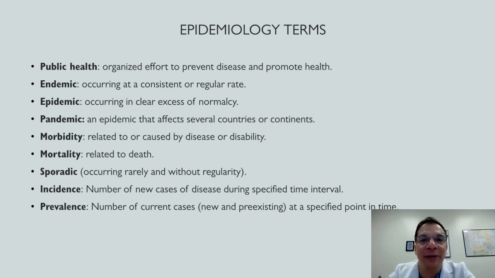A pandemic is when the disease spreads across several continents, countries. We had the example of COVID, so everybody is aware of what a pandemic is. Then we have the terms mortality and morbidity. Morbidity is everything that is related or caused by a disease or disability, while mortality has to do with death that is caused by a specific disease.